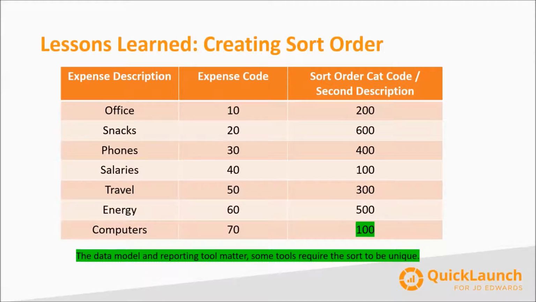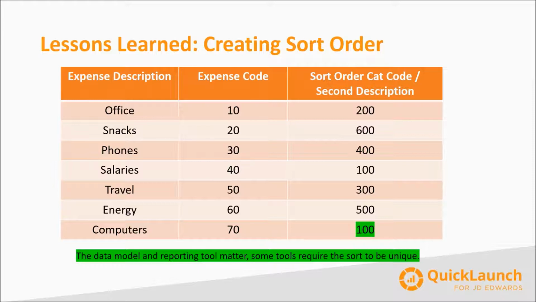Moving on, kind of some more lessons learned is the idea that you could use the second description to do some sorting of code. So maybe you want to have an expense code of 10, 20, 30 as a cat code you'd be setting up. You've got a description for those codes, but maybe you want to sort them in a specific order in reports. So you could use a separate code for that, but within JD Edwards, there's a second description, and you actually might just use that to define the sort order. In this case, salaries would come first, this sort order 100. Then office would come second, sort of 200, you get the idea.